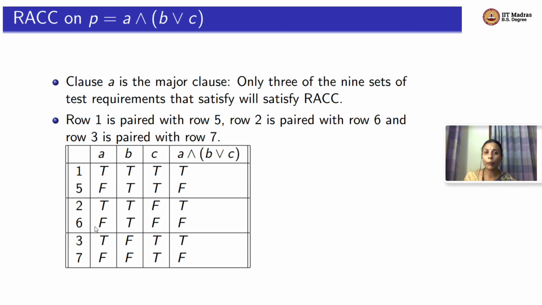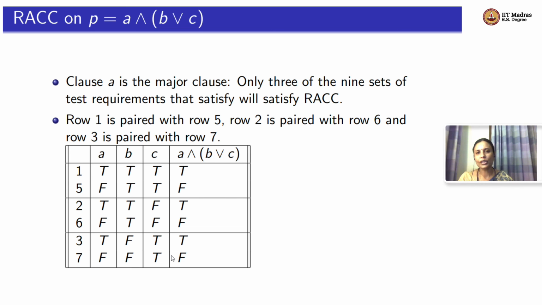So we've picked rows from the original truth table. If you see here, A is true, false. Minor clauses B and C take the same value. Predicate becomes true, false. We are lucky. Second case also A is true and false. Minor clauses take the same value. Predicate becomes true or false. Third case, A is true, A is false as the major clause. Minor clauses take the same value. Predicate becomes true or false. This is restricted active clause coverage. It so happens that it also subsumes predicate coverage because it makes the predicate true once, makes the predicate false once. Is this clear?